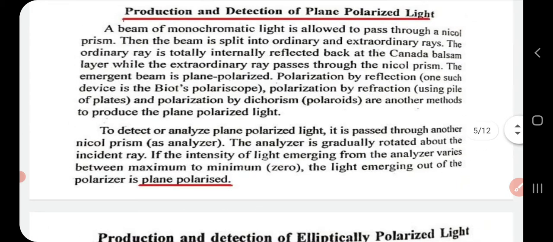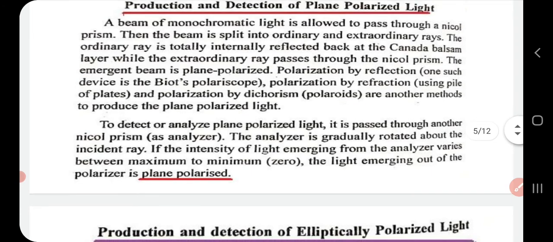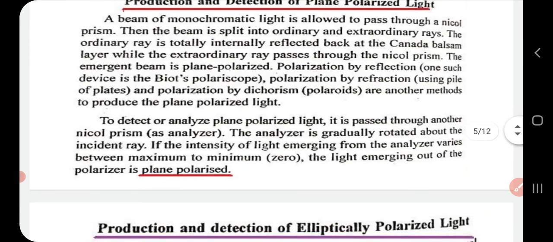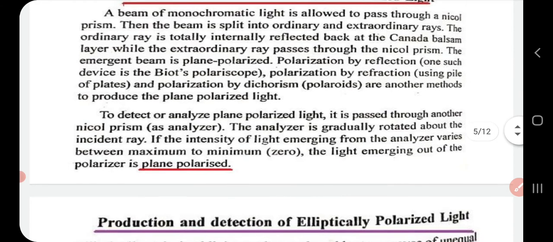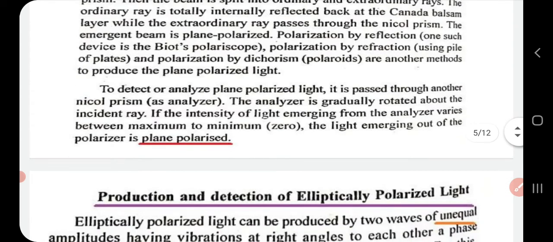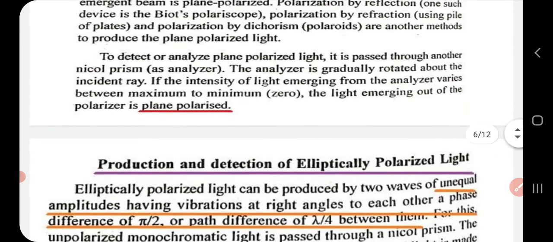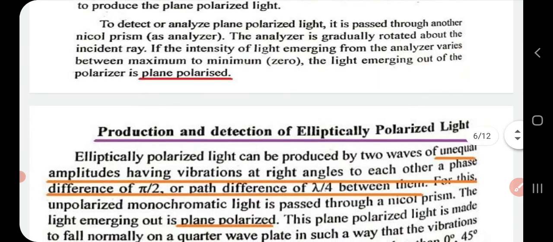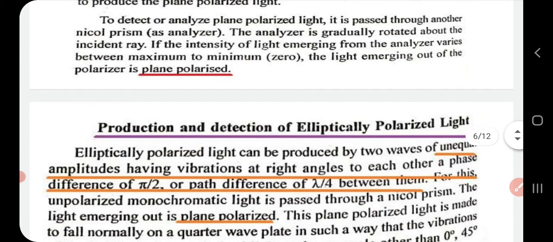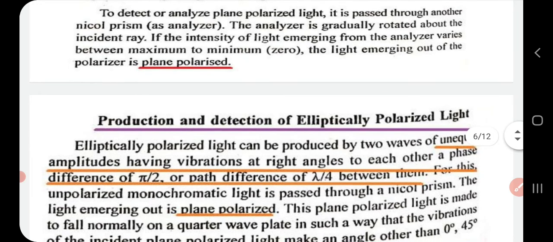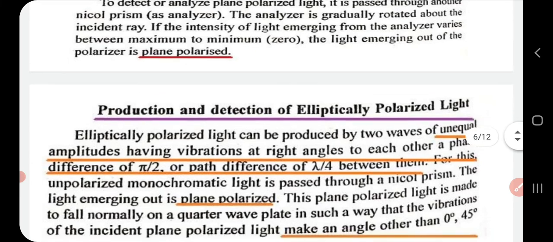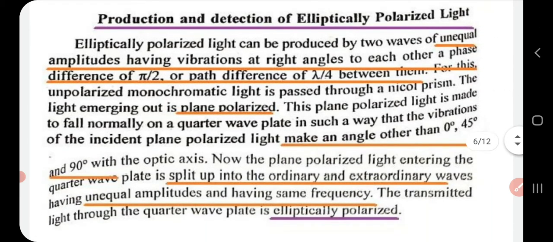So, you pass monochromatic light through a Nicol prism. On entering, it will split into an ordinary ray and an extraordinary ray. The ordinary ray undergoes total internal reflection, whereas the extraordinary ray will come out, and that will be plane polarized light. Now that plane polarized light is passed through another Nicol prism, and the light emerging from that Nicol prism is observed. If its intensity varies between maximum and minimum, that is including 0, then the light emerging is confirmed to be plane polarized. Next is the production and detection of elliptically polarized light.